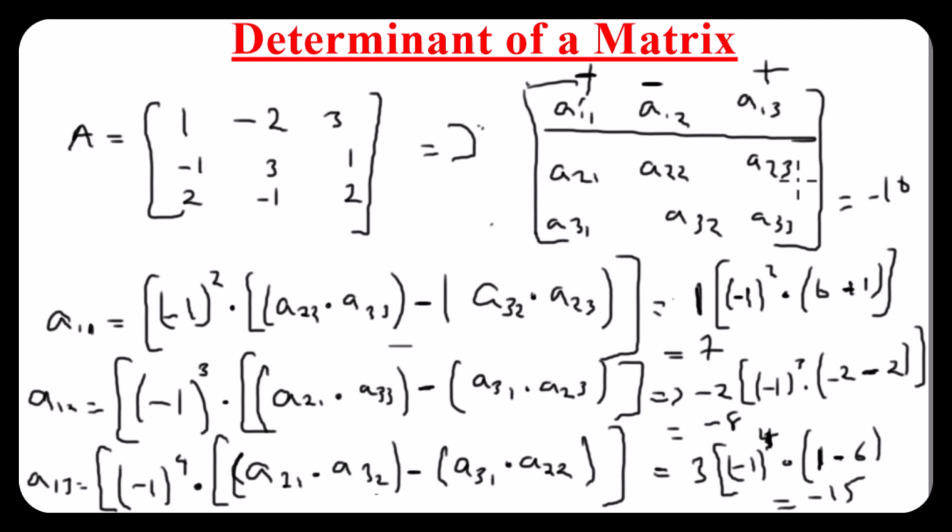But we're saying there's another shortcut in finding the determinant of a 3 by 3 matrix. So let's quickly do that one. Let's note our answer here. The answer we're having here is negative 16. Okay, so let me clear this part here and we'll see how we can.